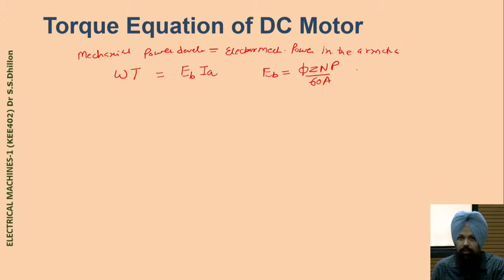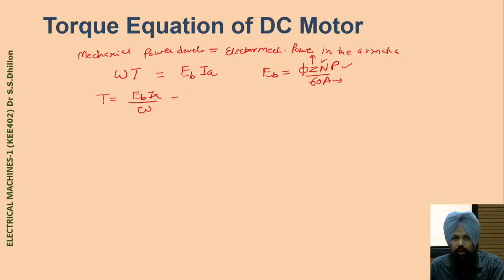Okay, where phi is the flux per pole, P is the total number of poles, N is the speed in RPM. We have converted it into RPS by dividing with the 60 factor, and then A is the parallel path, and Z is the total number of armature conductors. Okay, and here we have T is given by Eb into Ia divided by omega.